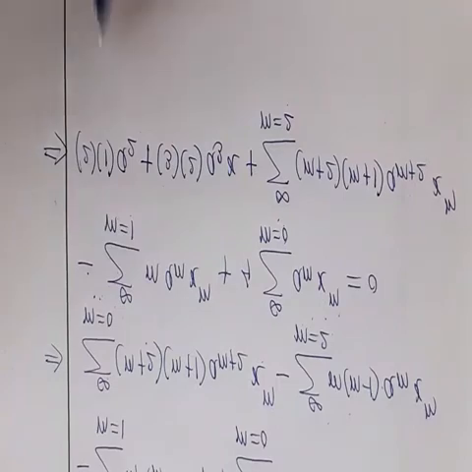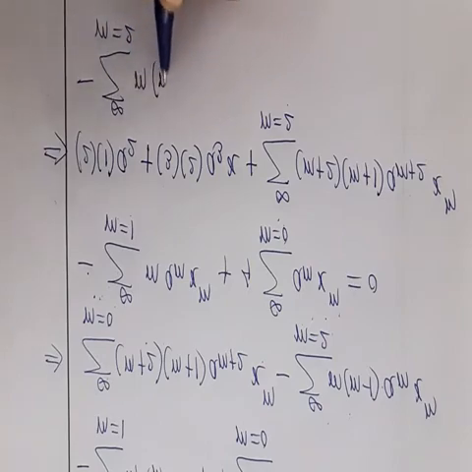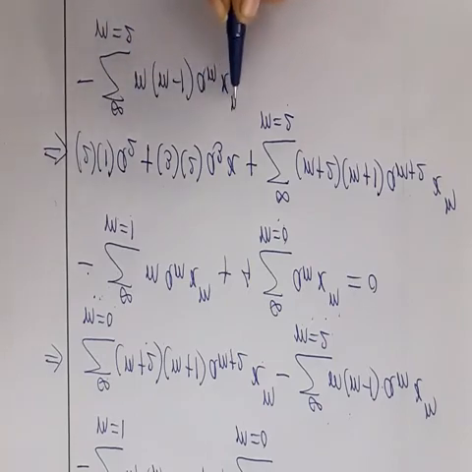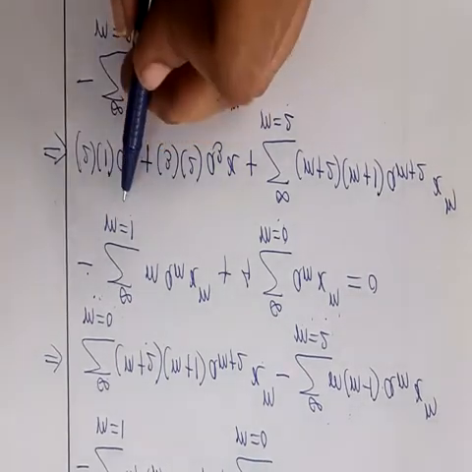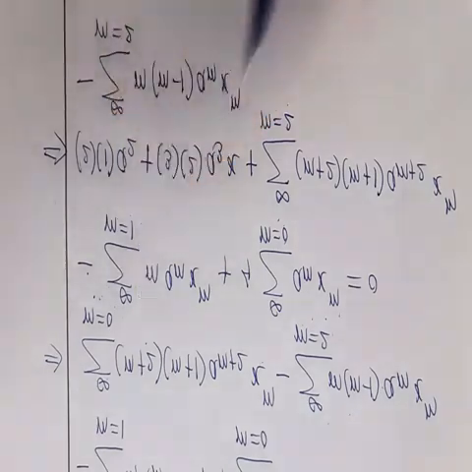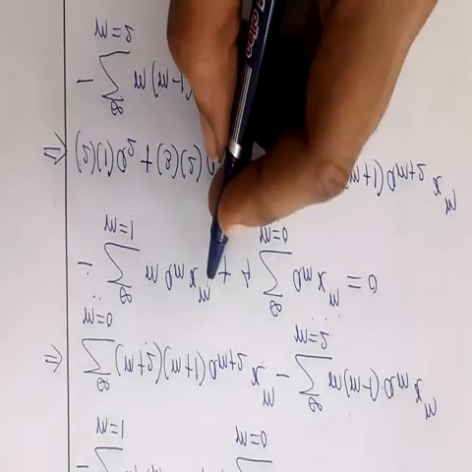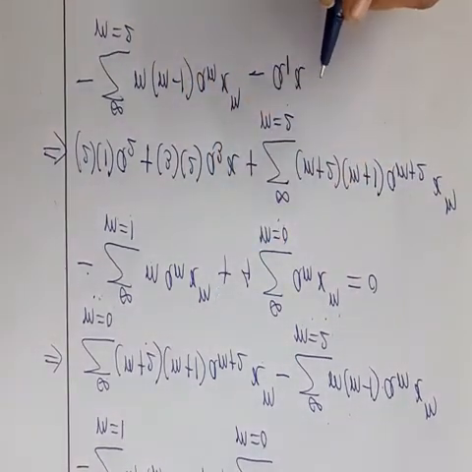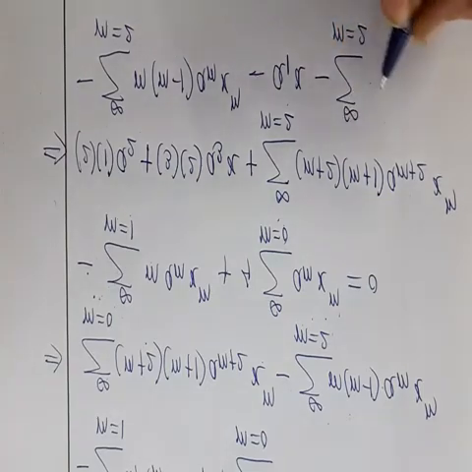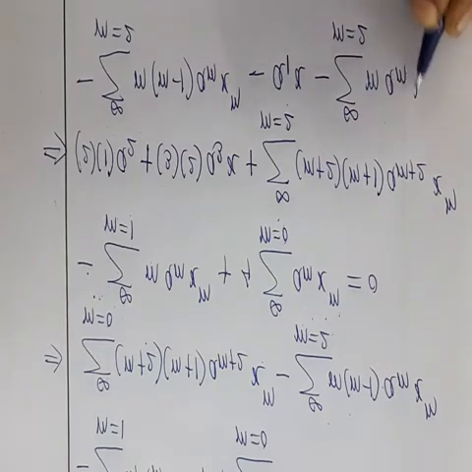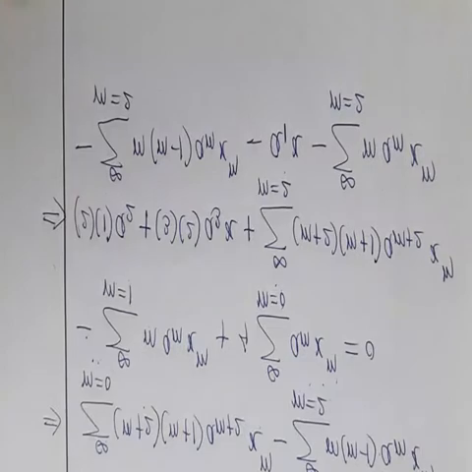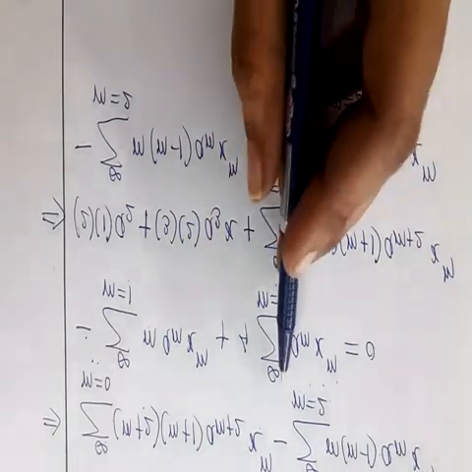The next term we write as it is: minus summation from m equals 2 to infinity of m(m-1) a_m x^m. The third term starts from m equals 1 to infinity, so again we convert it into 2 to infinity by substituting m equals 1: minus 1 times a_1 times x to the power 1, which is x, minus summation from 2 to infinity of m a_m x^m. And the last term is 4 times summation from m equals 0 to infinity.